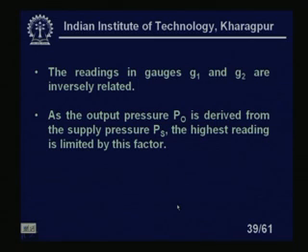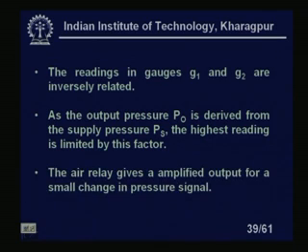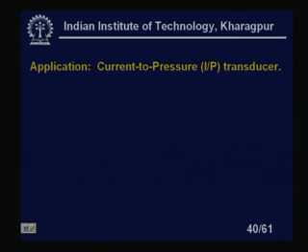Now, as the output pressure PO is derived from the supply pressure PS, the highest reading is limited by this factor, right. The air relay gives this amplified output for a small change in pressure signal. That is the reason that from 3 to 5 psi, I am getting a signal from 3 to 15 psi.